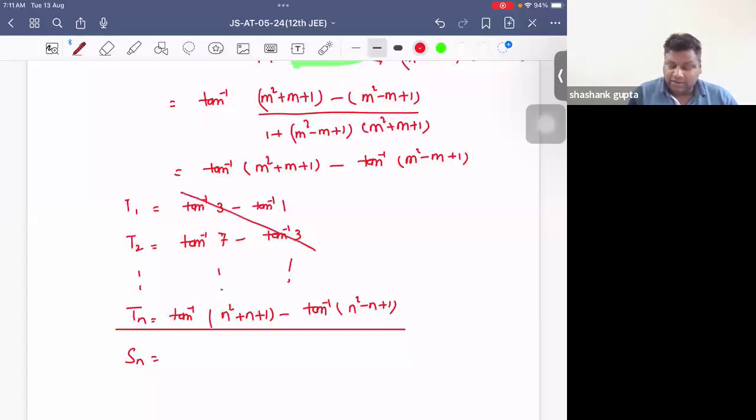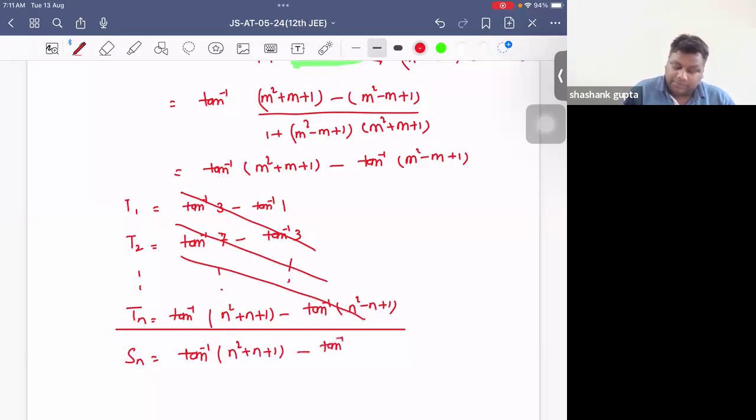Now if you add all of them, the sum of n terms will be, see, this will cancel. This will cancel from the next one. This will cancel from the previous one. So it will be tan inverse of (n square plus n plus 1) minus tan inverse 1.